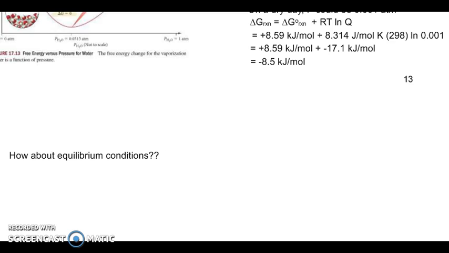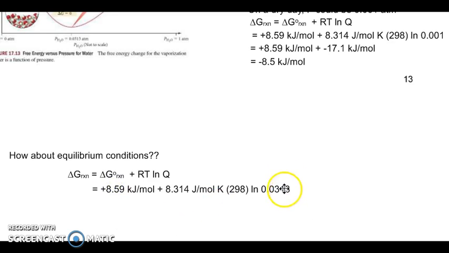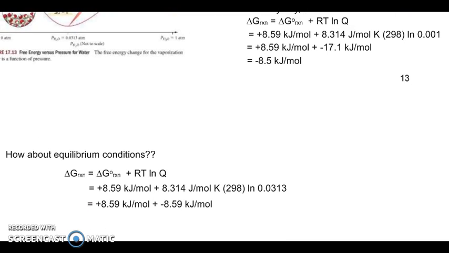Oh, by the way, I just want to show you, what about at equilibrium conditions? So what happens when the pressure is 0.0313 atmosphere? So I went ahead and plugged this in again. There's my equation, and notice I have the natural log of 0.0313. You go ahead and do the math yourself. Make sure you use natural log. Hopefully you got this. Notice that this term ends up being negative 8.29. And notice what we get here, 0. So that's equilibrium.